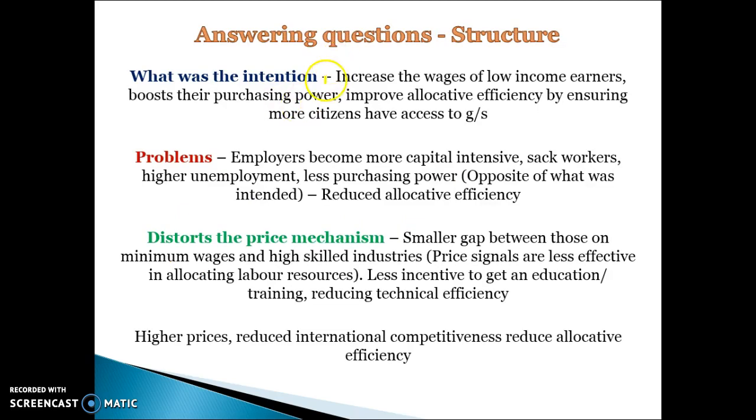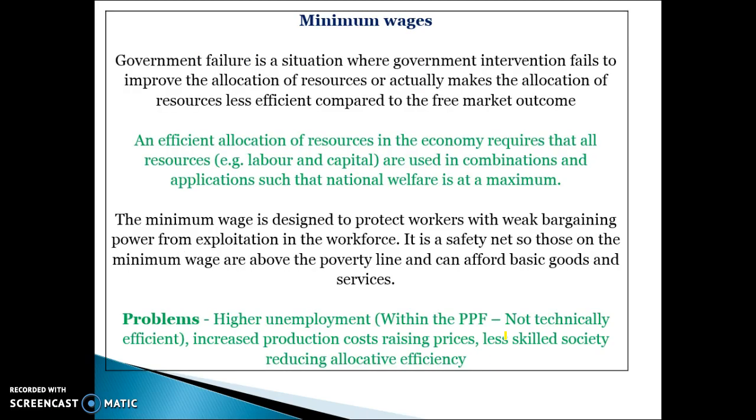So, in terms of structure of answers with the minimum wage, what was the intention? Increase the wage of low-income earners, boost their purchasing power, and improve allocative efficiency by ensuring more citizens have access to goods and services. The problems or unintended consequences: employers become more capital intensive, they sack workers because it's costing them too much, high unemployment, less purchasing power, which is the opposite of what is intended. And secondly, it distorts the price mechanism. There's a smaller gap between those on the minimum wage and those in higher skilled professions, so there's less incentive to get education or training, which hurts efficiency as well. To summarise: higher prices, reduced international competitiveness, reduced allocative efficiency.